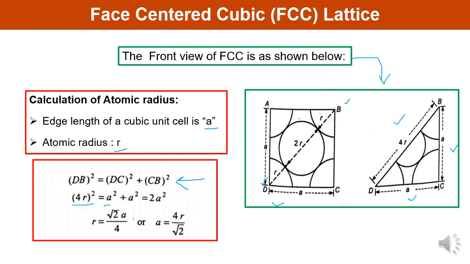DC is A, so DC square is A square. BC square is A square. So this is equal to 2A square. So R is root 2 by 4 into A, or alternatively you can write A as 4R by root 2. So this is how the atomic radius for FCC lattice can be calculated. You must remember all these formulas because in mathematical questions some of the values may be given and the rest you need to determine.